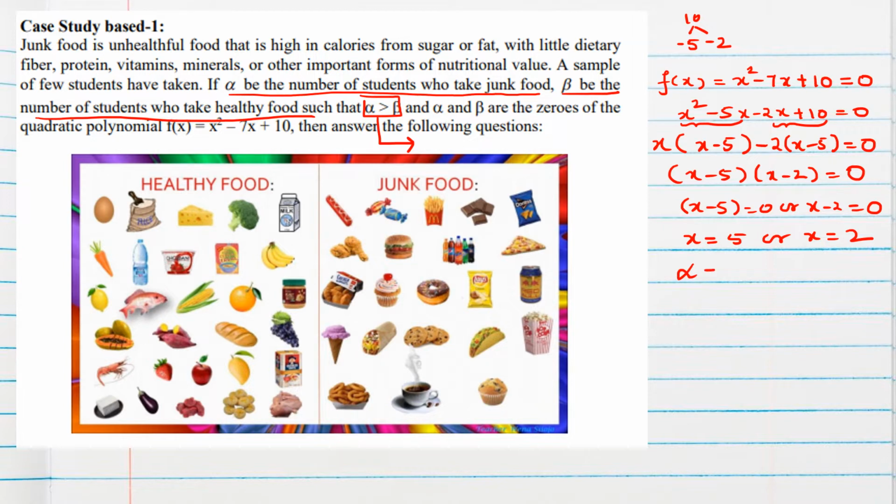So alpha is greater than beta, so alpha will be 5 and beta will be 2. But here, what is alpha? Alpha is the number who take junk food. So we can write here for our reference: junk food and healthy food. Beta be the number of students who take healthy food. So 2 students take healthy food. Now we'll come to the questions.